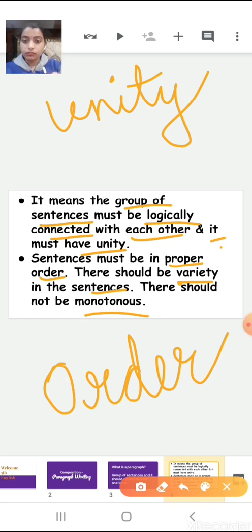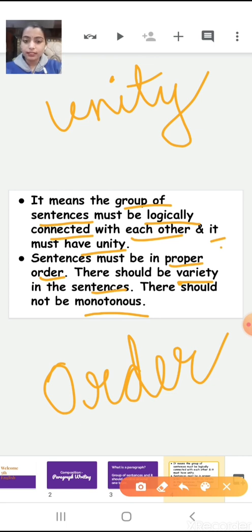First of all, the group of sentences must be logically connected with each other and it must have unity. Each sentence must be in proper order and there should be a variety in the sentences. Okay.